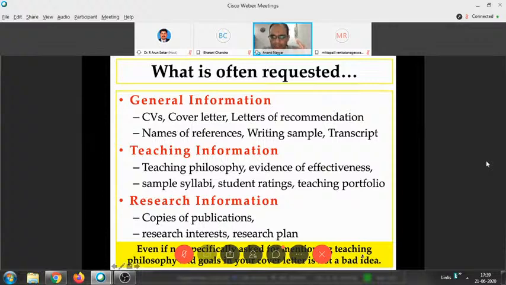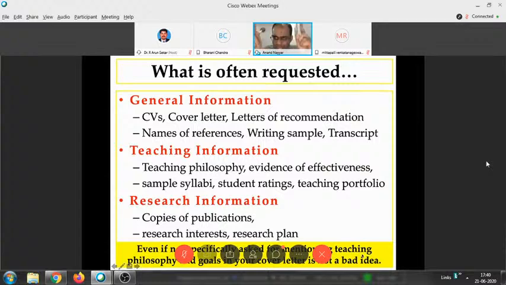So what is often requested? The first thing is your CV. Most important is your CV. Today I'm not giving any lecture on CV, but maybe I will be in touch with Dr. Arun so that we can have a good lecture on how to make a CV and a detailed cover letter. But I'm going to show you some glimpses of that. So we have the letter of recommendations, cover letter. I'm going to show you what the cover letter should be, names of references, then a writing sample, and we should have a good transcript of our achievements.